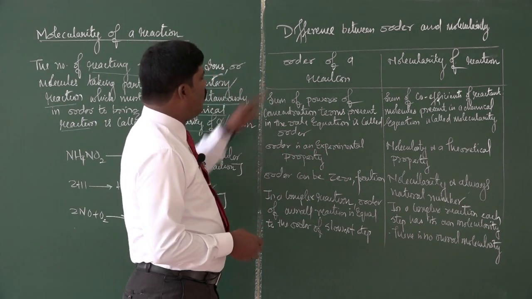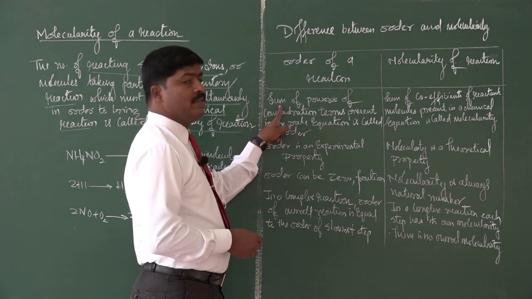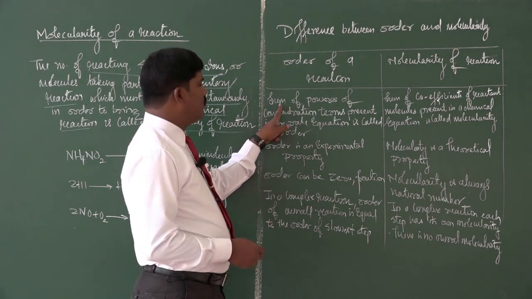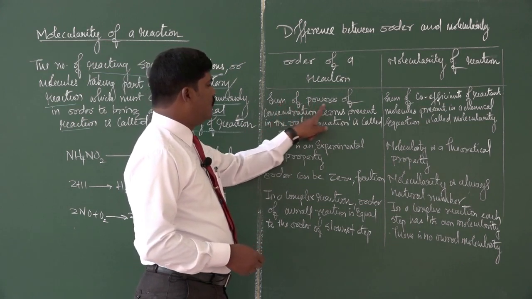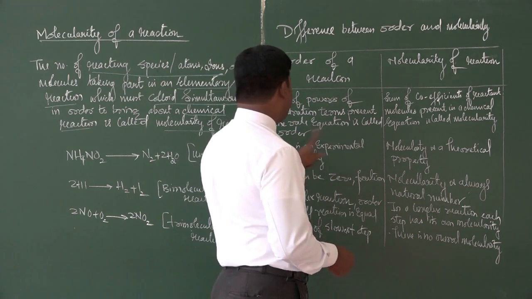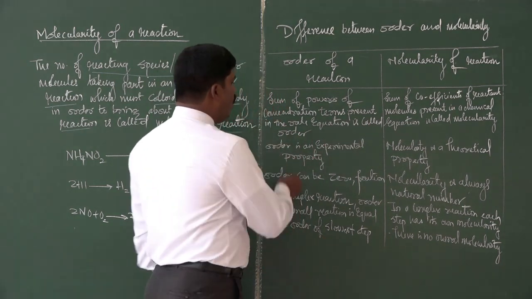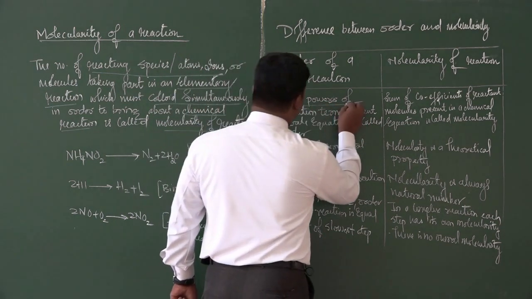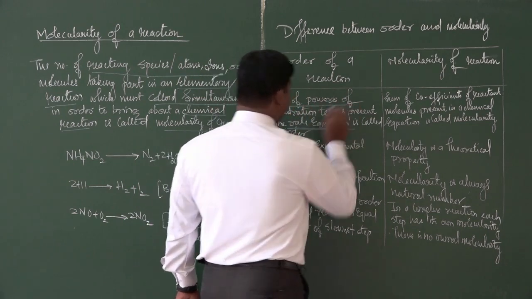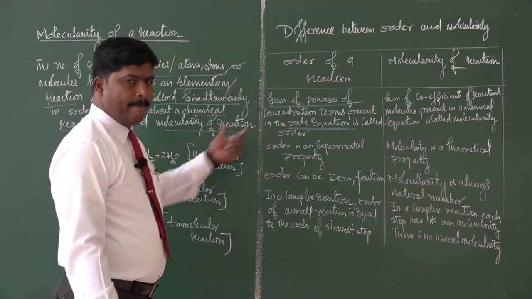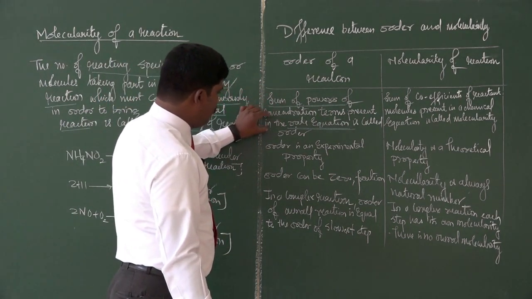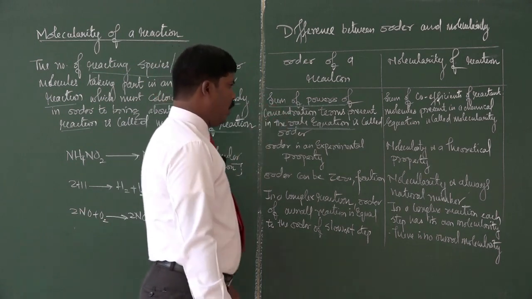Now, what is order? Order is sum of powers. What is molecularity? Sum of coefficients. What is order of a reaction? Sum of powers of concentration terms present in the rate equation is called order. So, order is sum of powers in a rate equation, in a rate expression. That is the logic here. We have discussed already a lot about this. So, sum of powers of concentration terms present in a rate equation is called order.